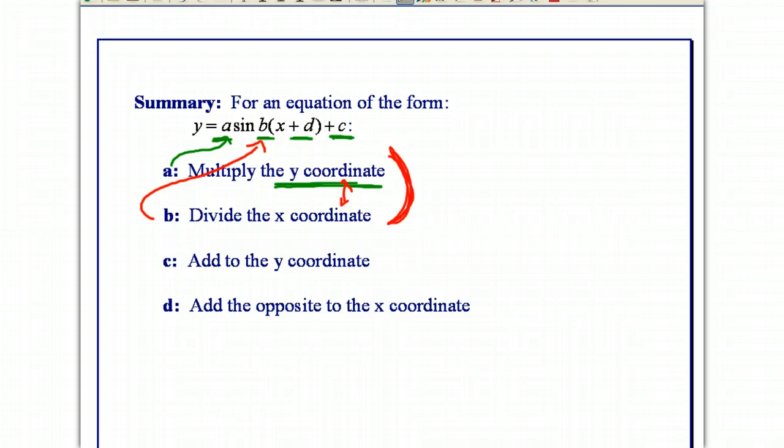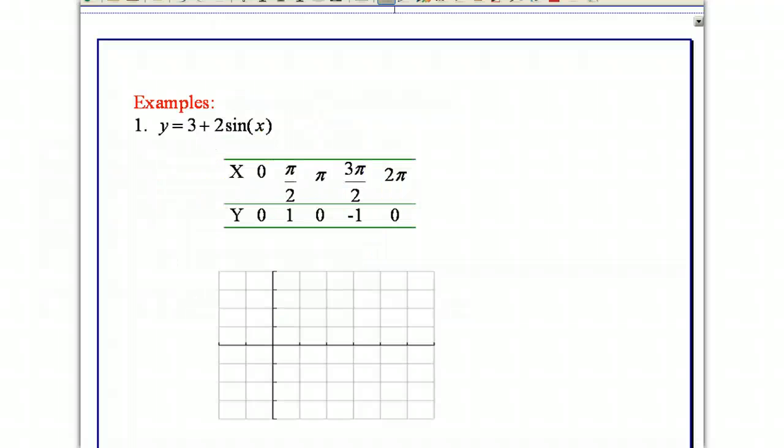And then C and D, let's see. So C is the plus or minus here at the end. That would shift the graph up or down. So you'd add that to the y-coordinate. Then our D is the phase shift, which shifts the graph left to right. And whatever that is, remember that was the one that was opposite. So add the opposite to the x-coordinate. So those are the 4 things that can go on. If that seems a little confusing, just watch as we do the examples, and I think you'll find it not quite so confusing. All right, so let's try this.